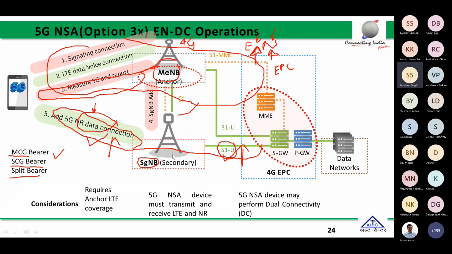Only in the NSA deployment option, only one 3GPP slice is supported, that is the enhanced mobile broadband. It supports 5G NSA mode with only one 3GPP slice, the enhanced mobile broadband. All other slices like low latency applications, URLLC and mMTC are not supported in the NSA mode. That is the drawback of this 5G NSA. Only one enhanced mobile broadband slice is supported by 5G NSA.